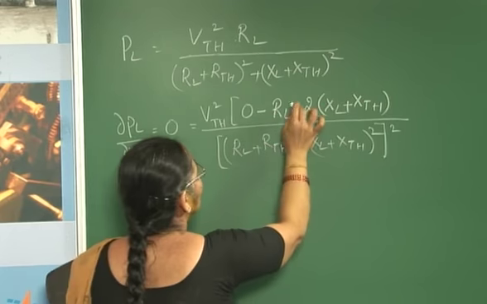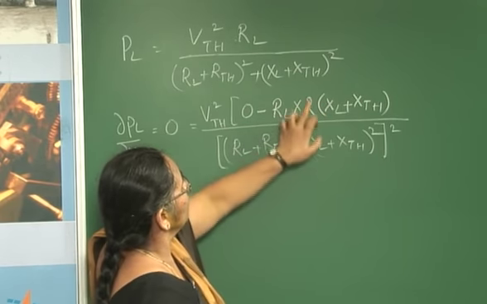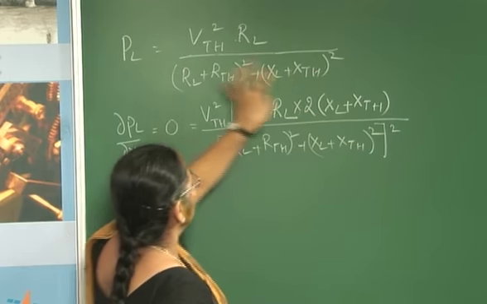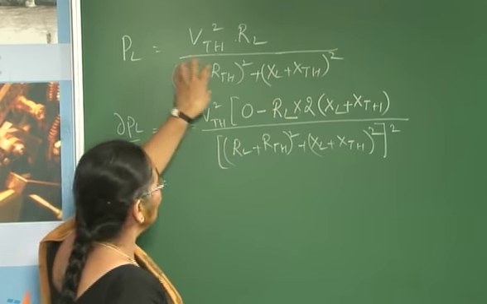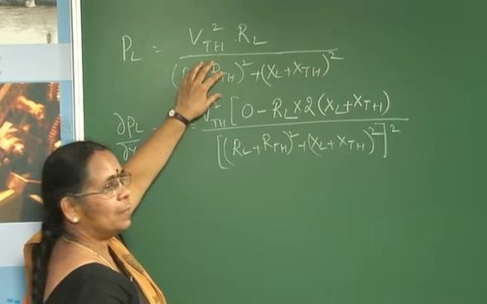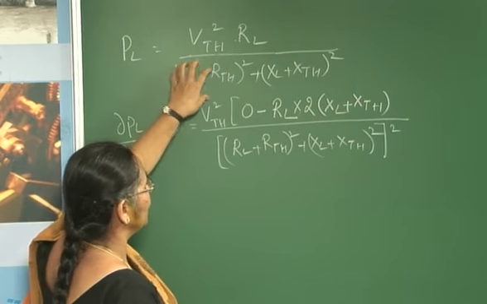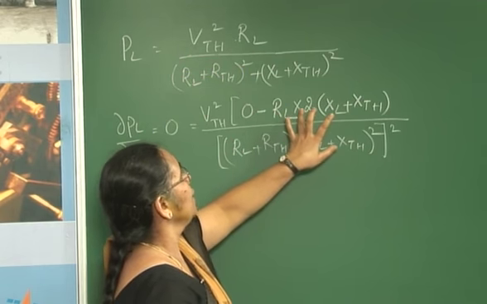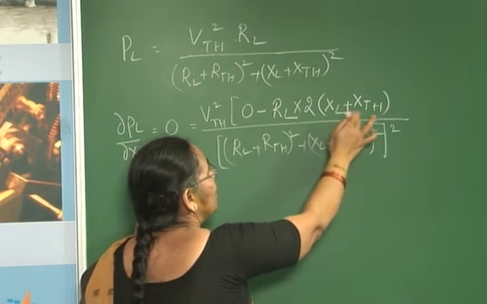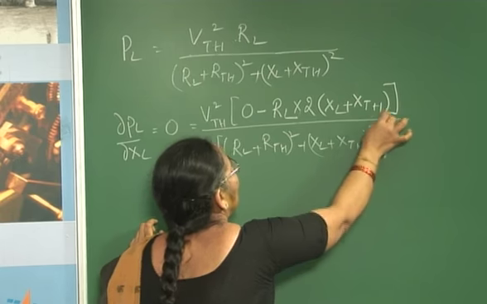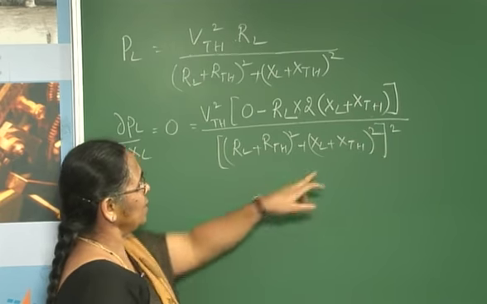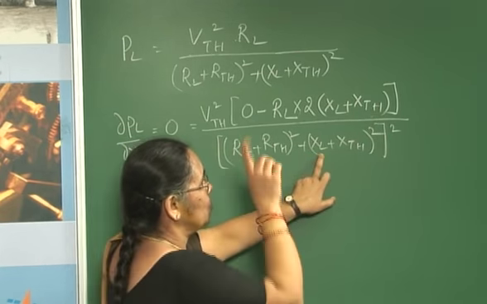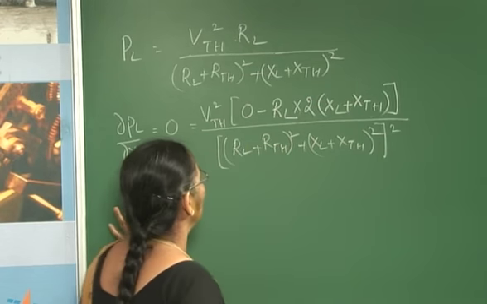RL, actually this is RL into 2 XL plus X Thevenin. Since this part does not have an XL term, even if you try to differentiate it, this part is equal to 0. So you have minus RL into 2 XL plus X Thevenin. That's what we are going to have. And again, if you differentiate XL, it is equal to 1. So that is the thing we have.